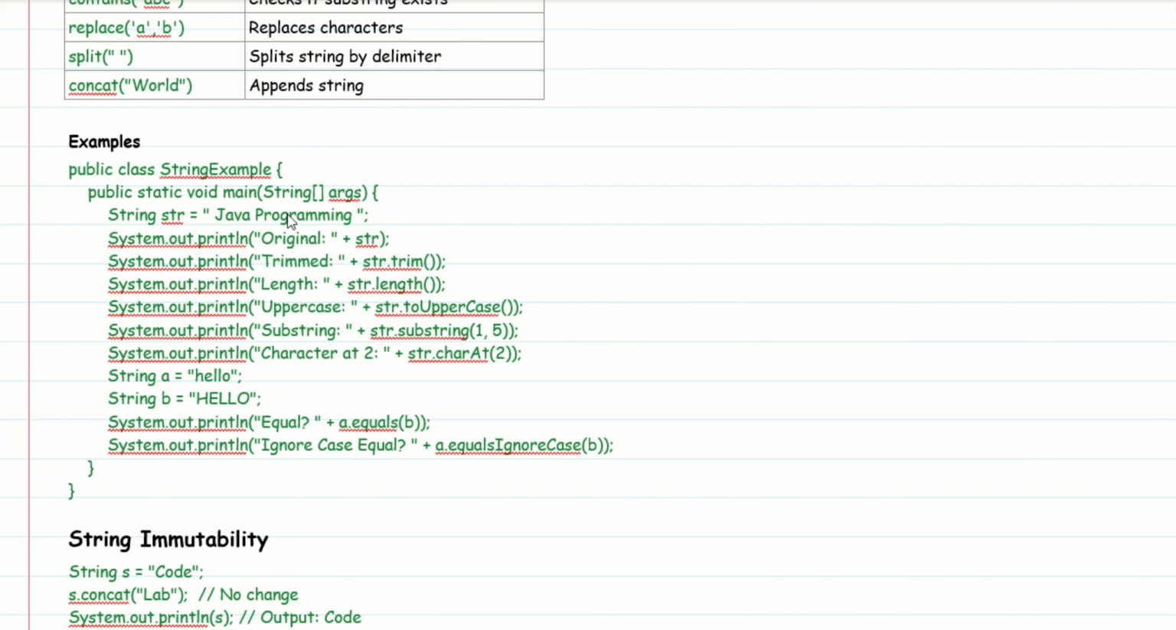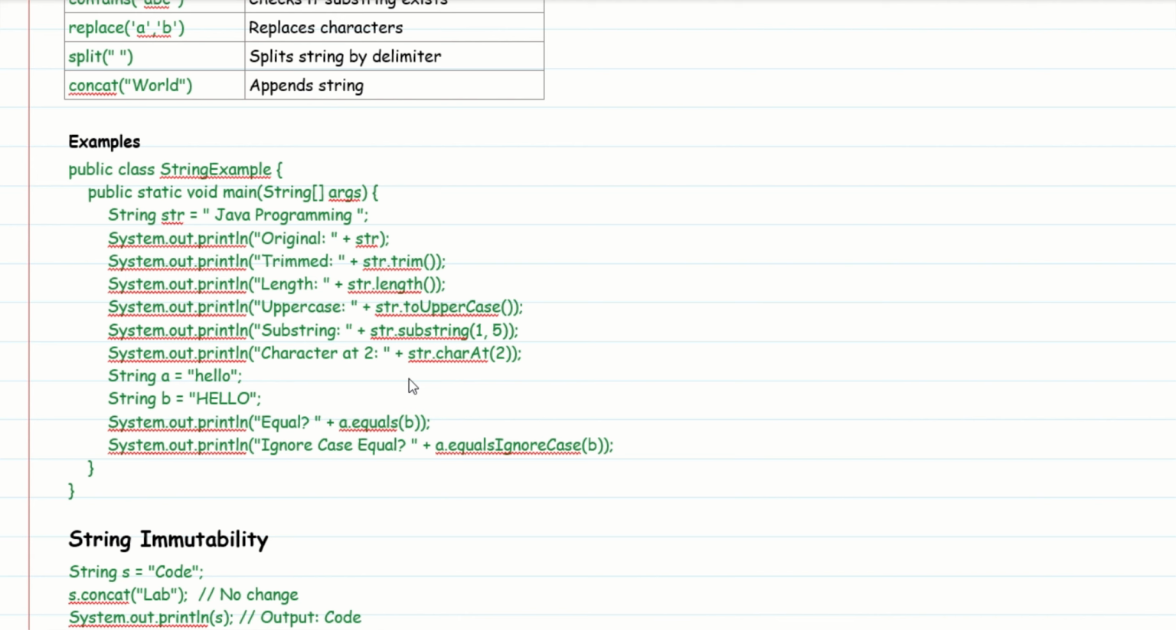Here is an example. I have created a string object with the value Java programming. The first one will print the object, that is the string. Then to trim, you can use string dot trim. I have extra space here, and it will trim the space. Then to get the length of the string, you can use dot length, and to convert the string into uppercase, you can use dot toUpperCase. Then to get the substring, you can use substring, and to get the character, you can use charAt by passing the index of the character.